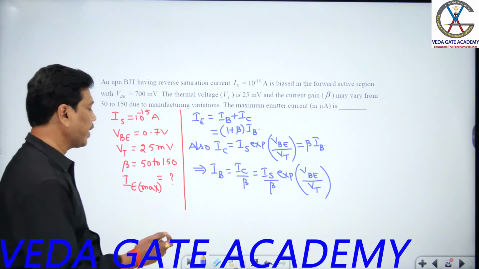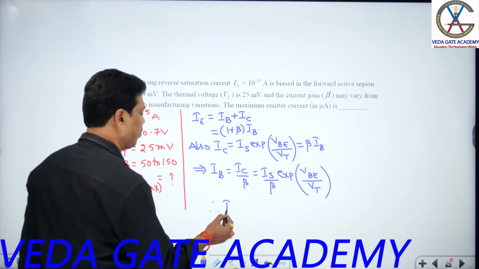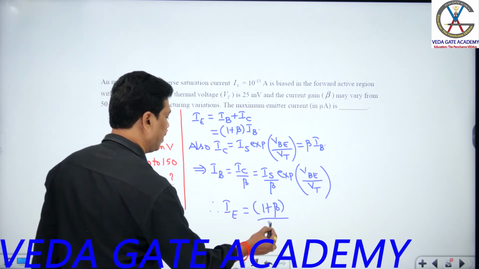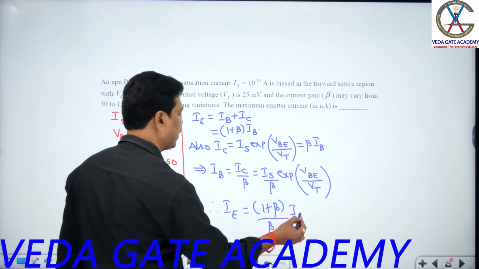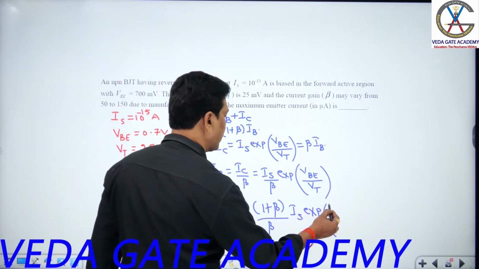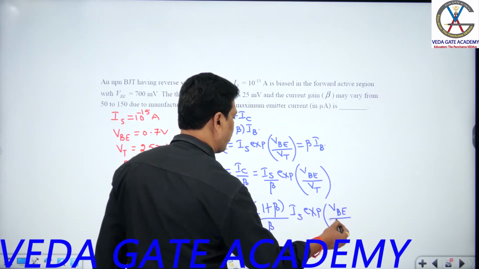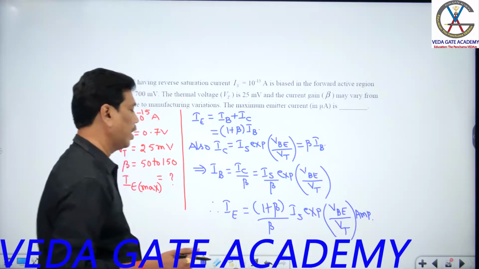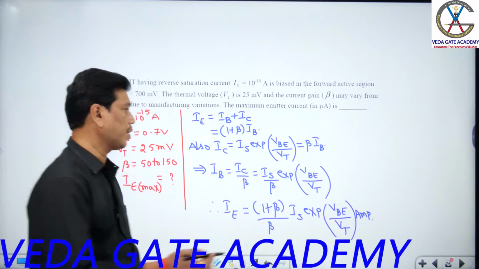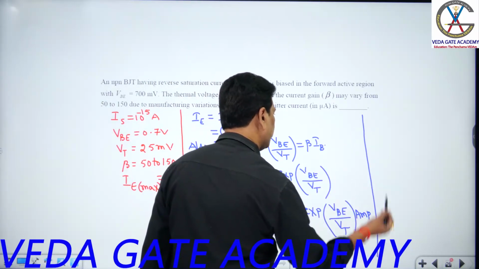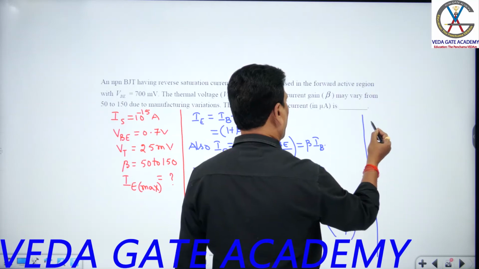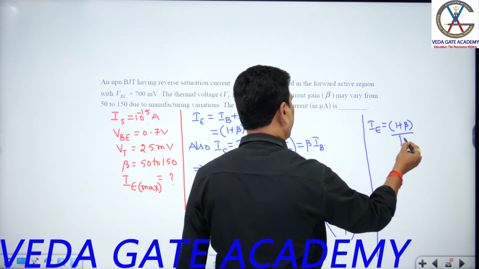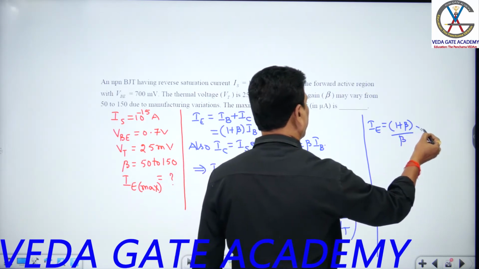So I substitute that one to get the final equation of IE. Therefore IE equal to (1 plus beta) by beta into IS into exponential of VB by VT, students. So this is the final equation for emitter current. So now I rewrite this one, students: IE equal to (1 plus beta) by beta into IS, students, how much is there?